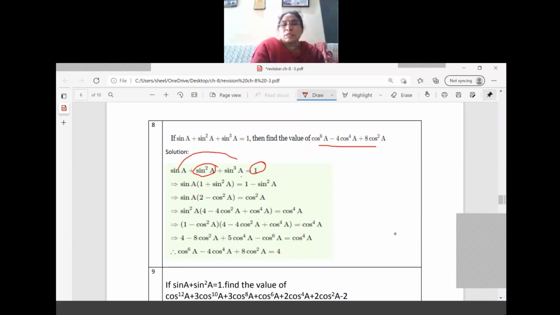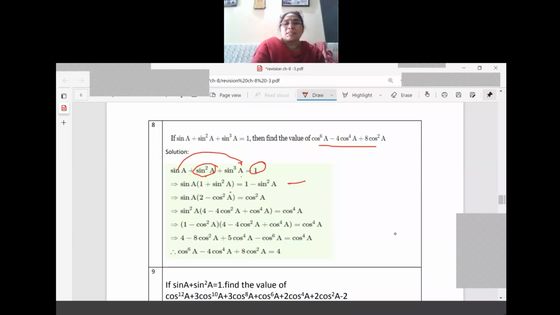So these two terms we are grouping. Which one? Sine A and sine cube A we are grouping. From that, sine A is common, so we take it out, and 1 plus sine square A will come. And this sine square A we are taking to the RHS, so 1 minus sine square A is there. Next, 1 minus sine square A we have changed to cos square A only.